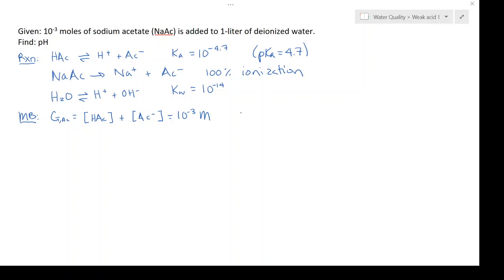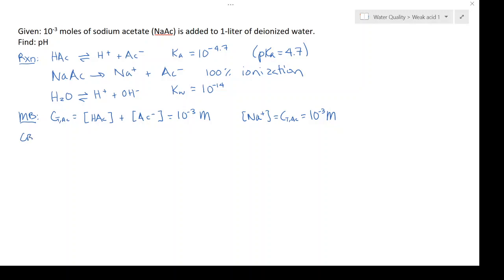At this point, I also like to identify the sodium concentration, which is equal to the C T AC in this case because they have a 1-to-1 ratio. So that will also be 10 to the minus 3.